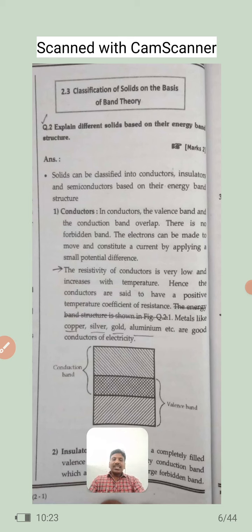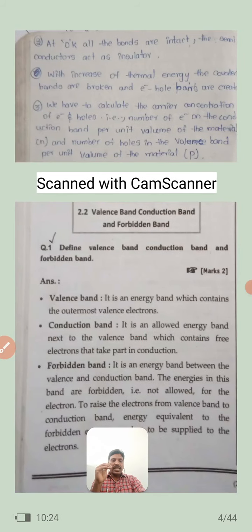If you see the conductors, I don't want to explain them, because we know a conductor is a material which allows the flow of current through itself. But each and every material or atom consists of two bands, called the conduction band and the valency band. We already saw in the previous notes what the conduction band and valency band are.